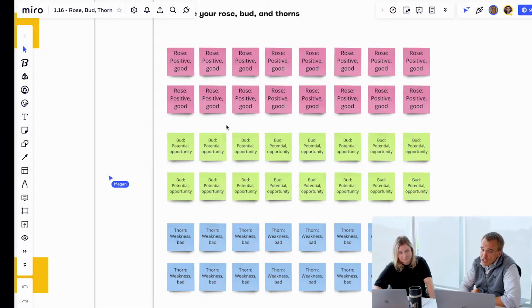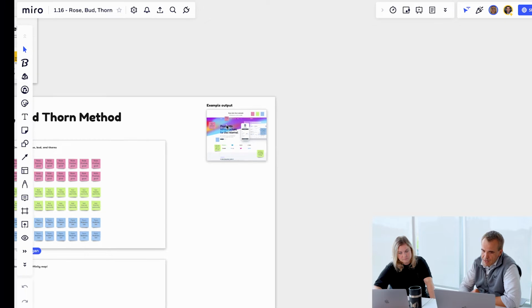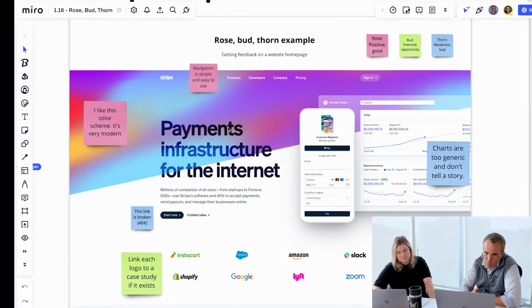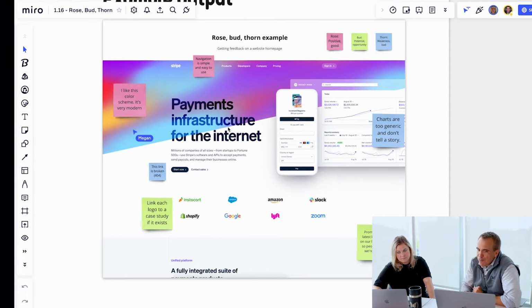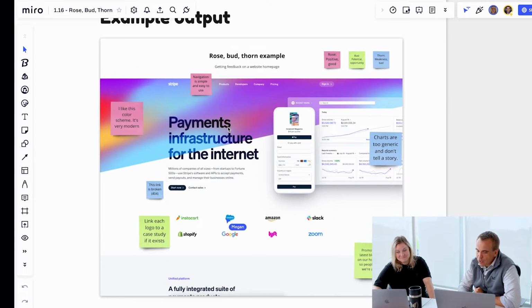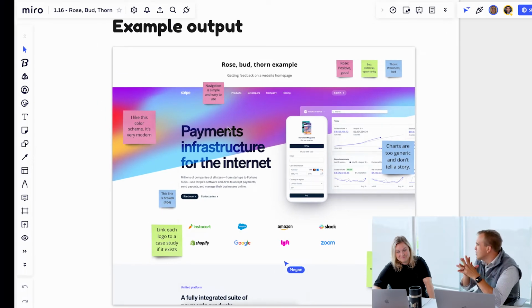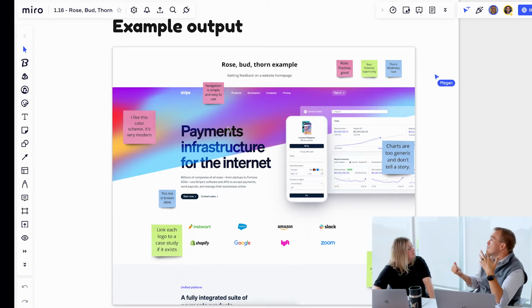Absolutely. Okay, so let's jump over to the example we have in the corner. This is just one of many examples. We happen to have pulled this from the Stripe website. So, aside from them having world domination and building the back-end payment infrastructure of the world, maybe there are still areas for them to improve, because good can always be better, and we can always improve on some of those blue thorns you have.